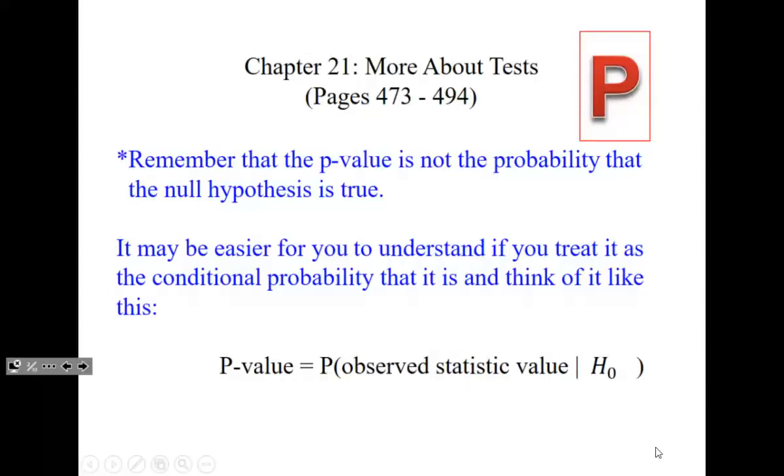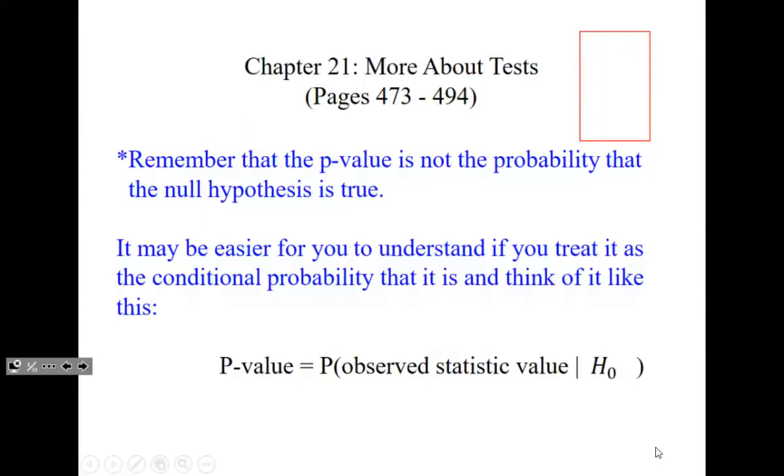So for chapter 21, we want to talk a little bit more about hypothesis testing. And remember, the p-value is not the probability the null hypothesis is true. Might be easier if you think about this in terms of, if the null hypothesis is true, what was the probability of us observing the statistic that we did? Or back in conditional probability, our p-value is the probability of the observed statistic value given the null is true.